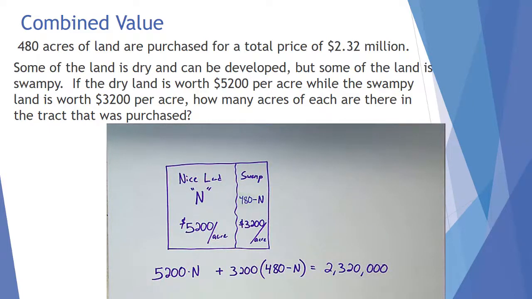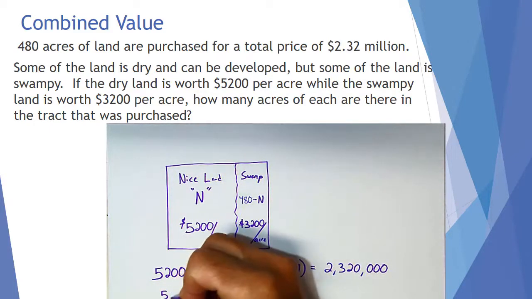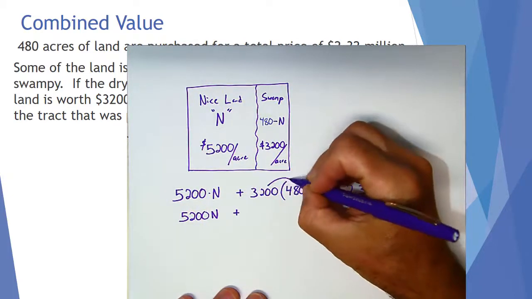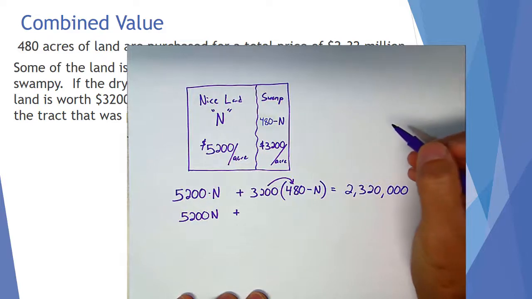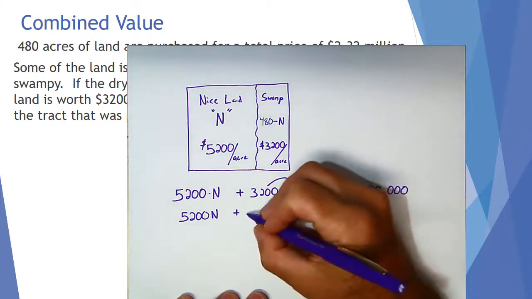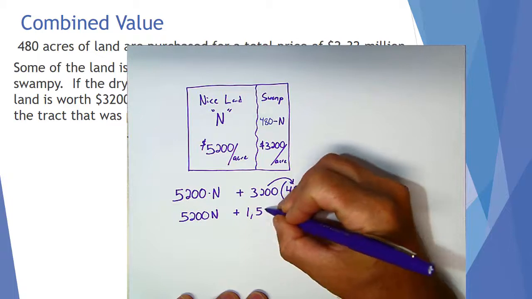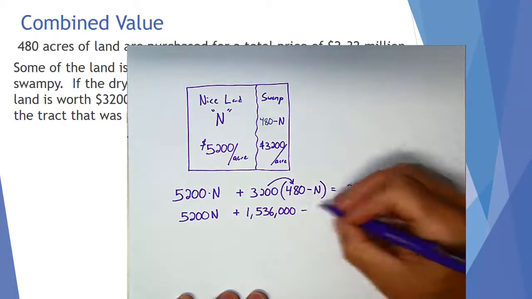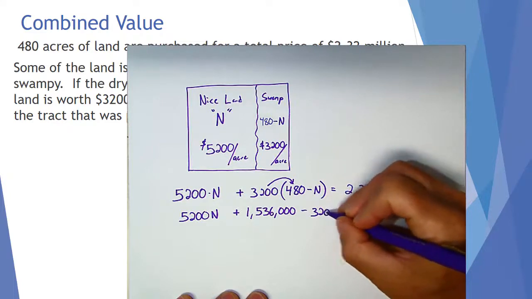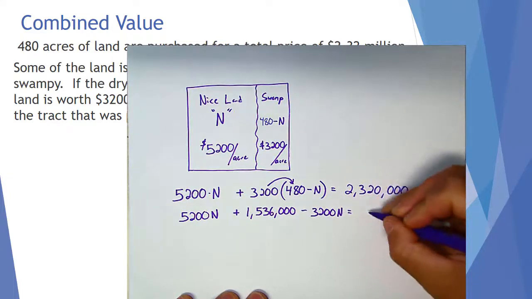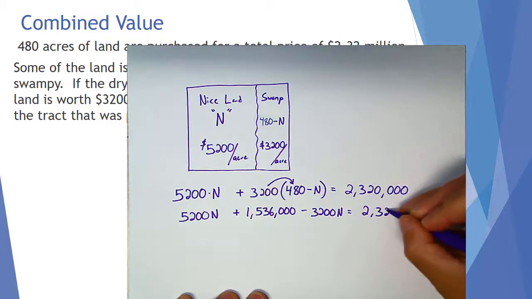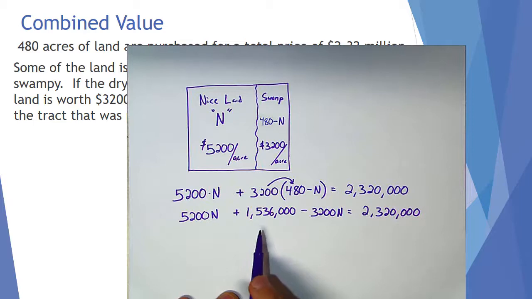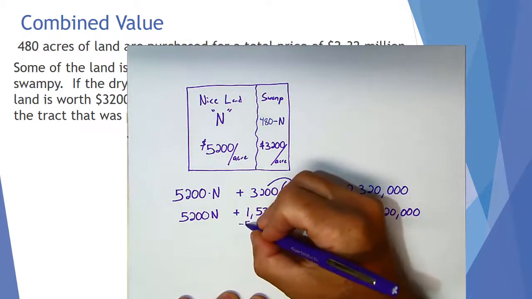And there's a nice harmless little equation to solve. Let's pop through that. 5,200 times n, that's 5,200n. 3,200 distributing around times 480 is 1,536,000. Minus 3,200n. And that's going to equal 2,320,000. Okay, we can subtract off that 1,536,000 here.